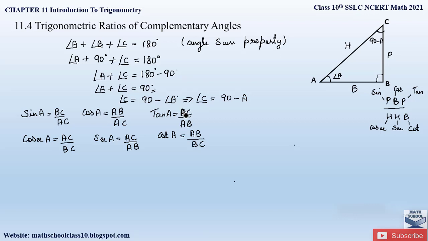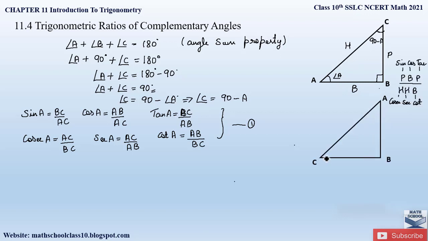Okay, it's not AC, it is BC by AB. Let us take this as equation 1. Now let us apply these trigonometric ratios to angle C by bringing this angle C to the base. So let us draw another figure with angle C at the base. So we are considering this as our acute angle, which is 90 minus A. Angle A is A itself, and this is our 90 degree angle.